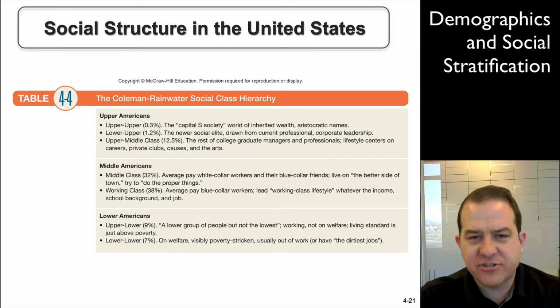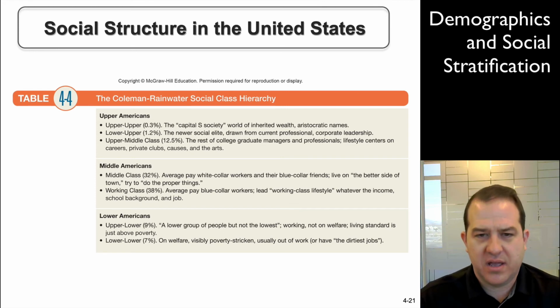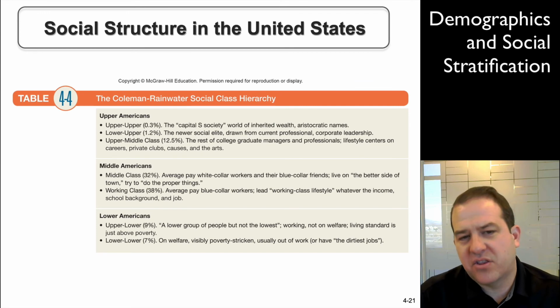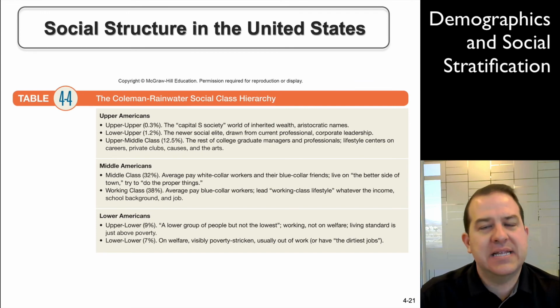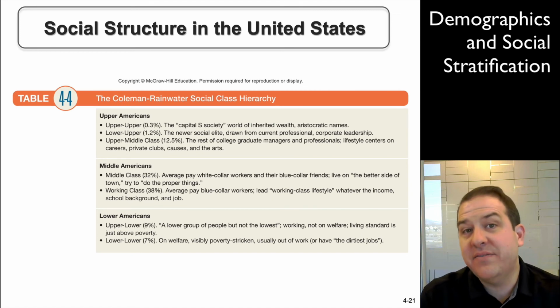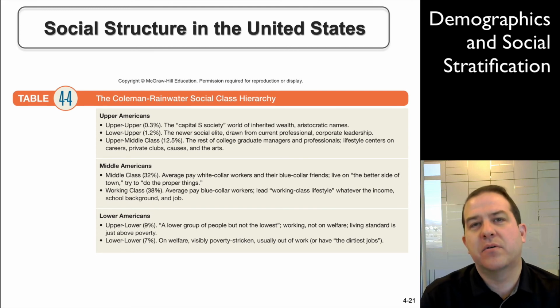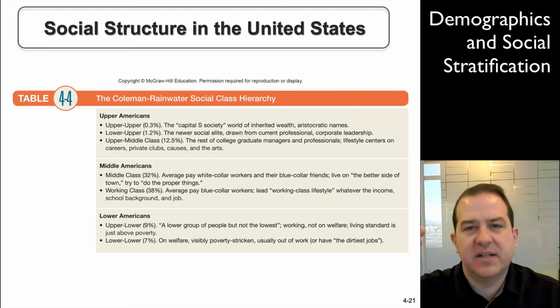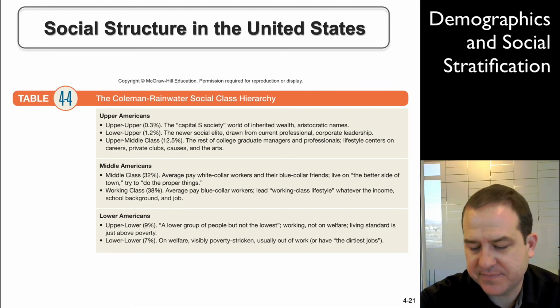And just as an interesting side note, in America, right in the middle of middle Americans, that middle class, the 32%, from that point up are typically the people paying taxes. And then from the working class down, they're receiving benefits. It doesn't mean that they aren't paying taxes, but they usually get all their taxes back from the federal government. So that's a little way to differentiate these two groups also.